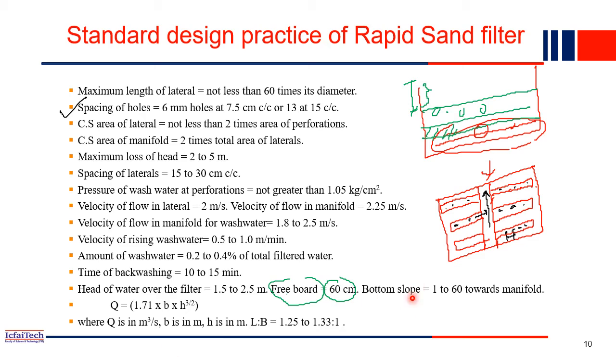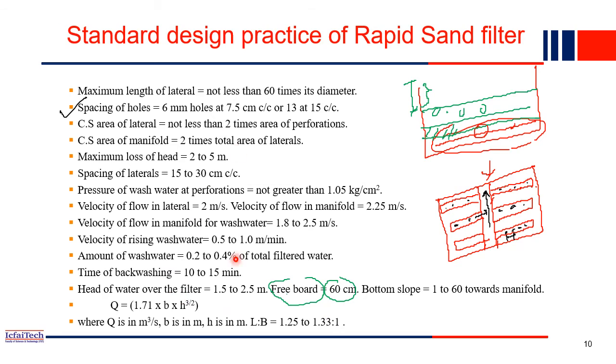You can keep it. Then the bottom slope: we have to maintain the slope because water has to flow through this manifold. So bottom slope 1:60 towards the manifold. We have to keep it, right. So Q is the total quantity of water coming out from the manifold. This is the formula you can use. Okay. So B is the breadth of this rapid sand filter, and the height is the height, right? L to B ratio is 1.25 to 1 to 1.33, you can consider it.